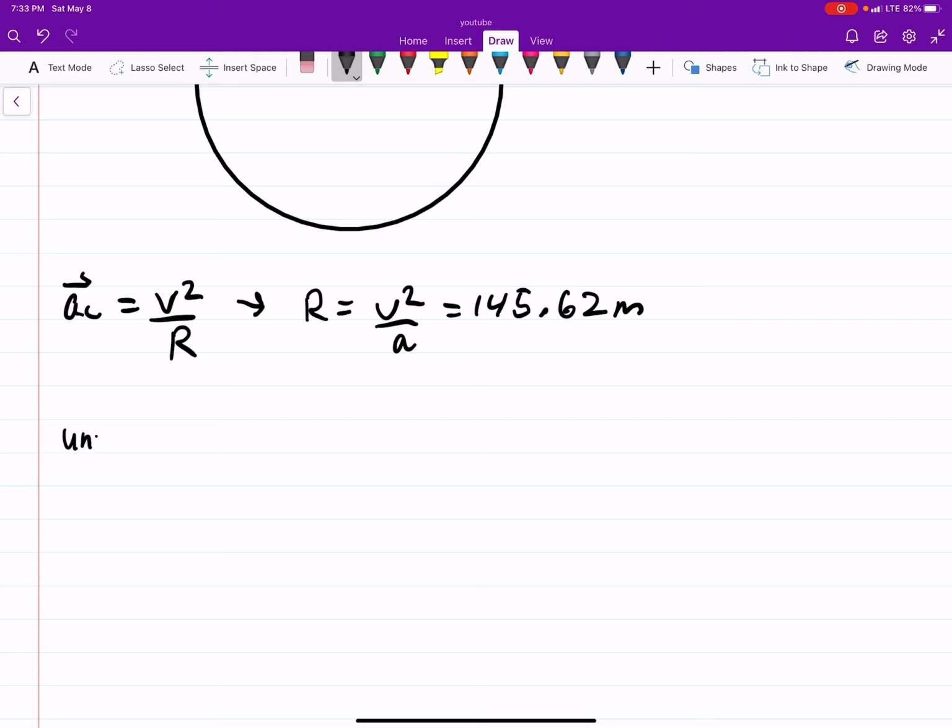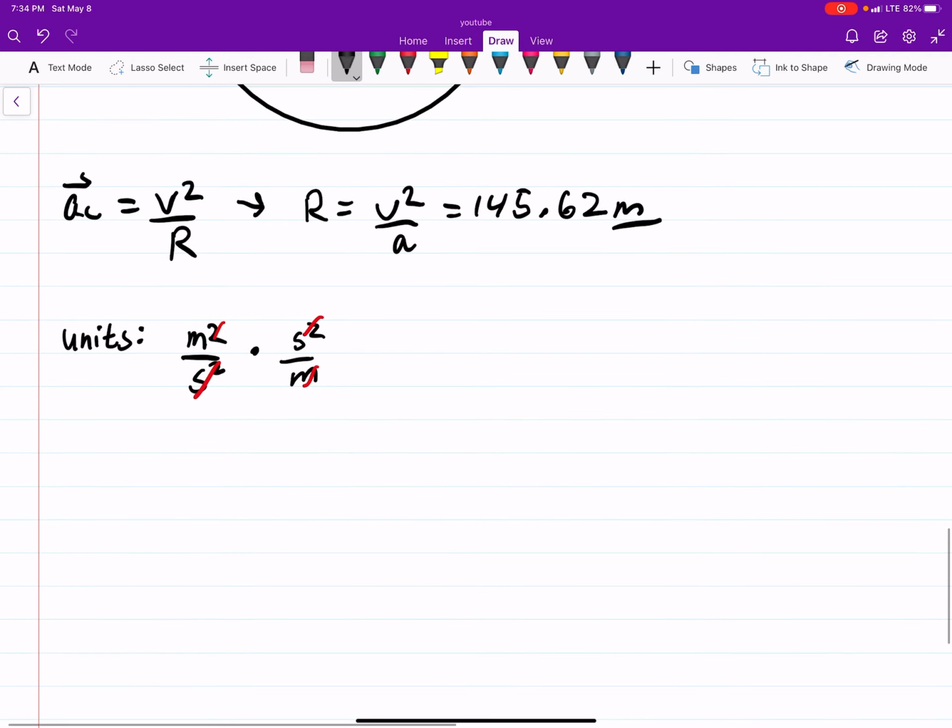And again, we could check the units. v squared is going to be meters squared per second squared times seconds squared over meters. This drops and we're left with units of meters, which is what we should get. So good. So that tells us the radius that we want.